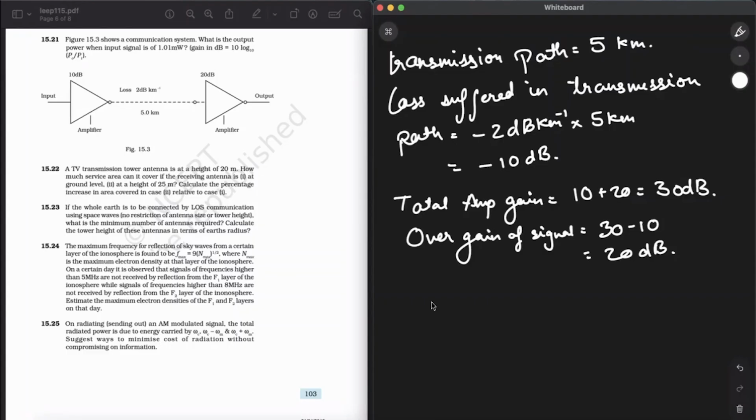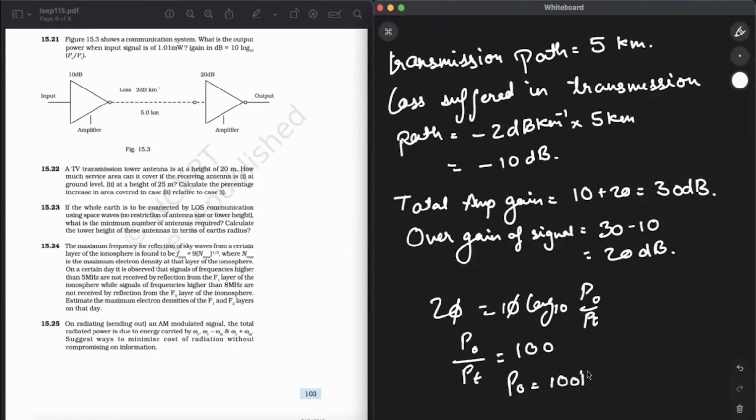Now, this 20 is equal to 10 log base 10 of P naught by PT. Alright. And this can be written as P naught by PT equals 10 to the power of 2, that is, 100. Then P naught is equal to 100 PT. Alright. And PT is given as what? 1.01 milliwatt. Then it will be 101 milliwatt.